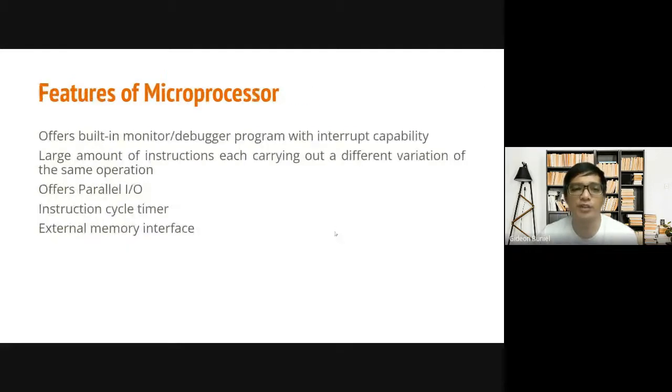Features of a microprocessor. It offers a built-in monitor debugger program with interrupt capability. A large number of instructions, each carrying out a different variation of the same operation. It offers parallel input-output, an instruction cycle timer, and an external memory interface.